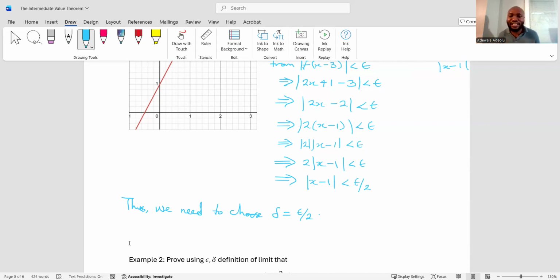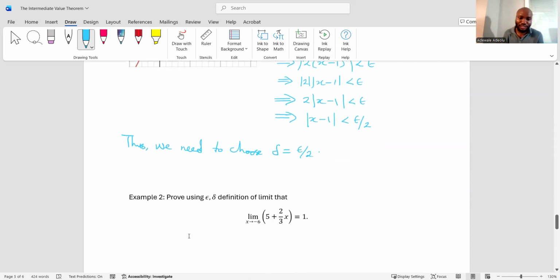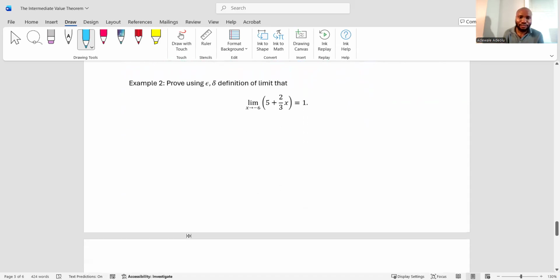So in this case, I'm saying give me any epsilon you have, any epsilon you decide to add, maybe 0.0005. Then I will say the delta you need to choose will be 0.0005 divided by 2. That is the delta you need to choose. So that is how to prove that. Prove using epsilon delta definition of limit that this is the case.